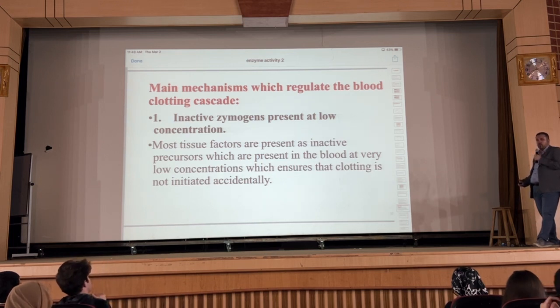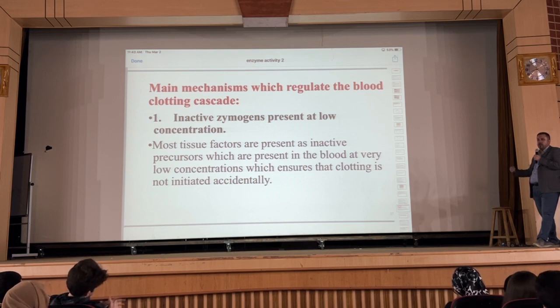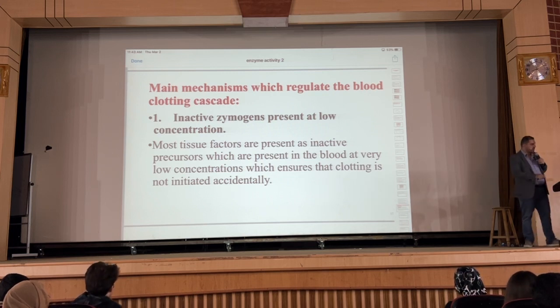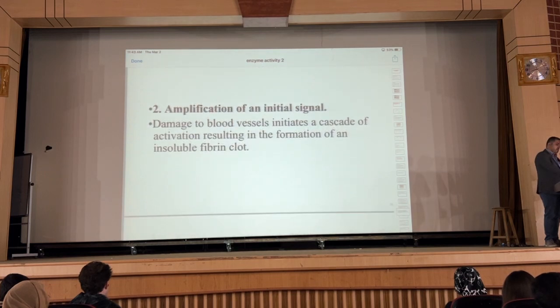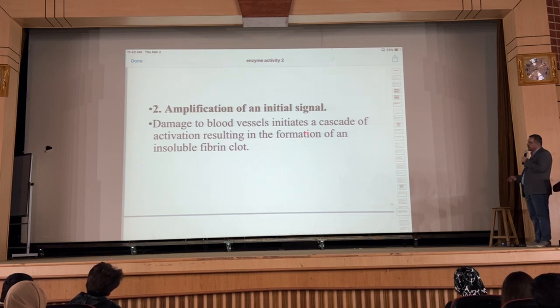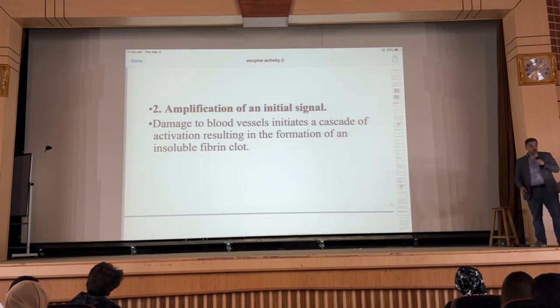Obviously, when there is damage to the blood vessel, the rate of synthesis increases and the clotting occurs. Amplification of the initial signal: damage to the blood vessel initiates a cascade of activation resulting in the formation of an insoluble fibrin clot.